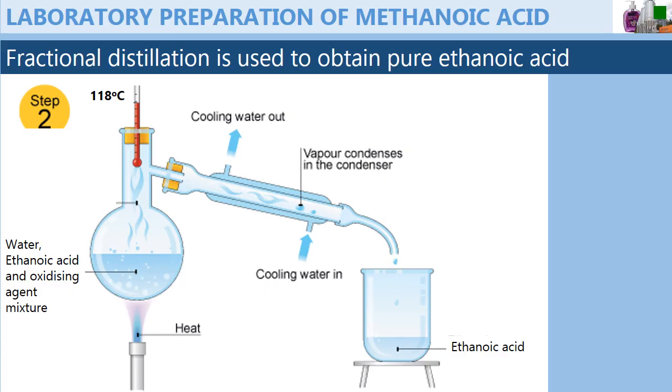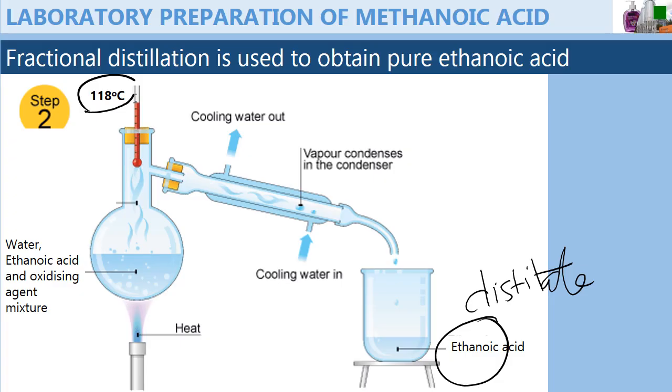In the second step, water, ethanoic acid, and the remaining oxidizing agent form a mixture that is distilled. This mixture is distilled at about 118 degrees Celsius, and all the ethanoic acid in the mixture will be removed and collected as the distillate. Ethanoic acid is a colorless liquid with a sharp smell.